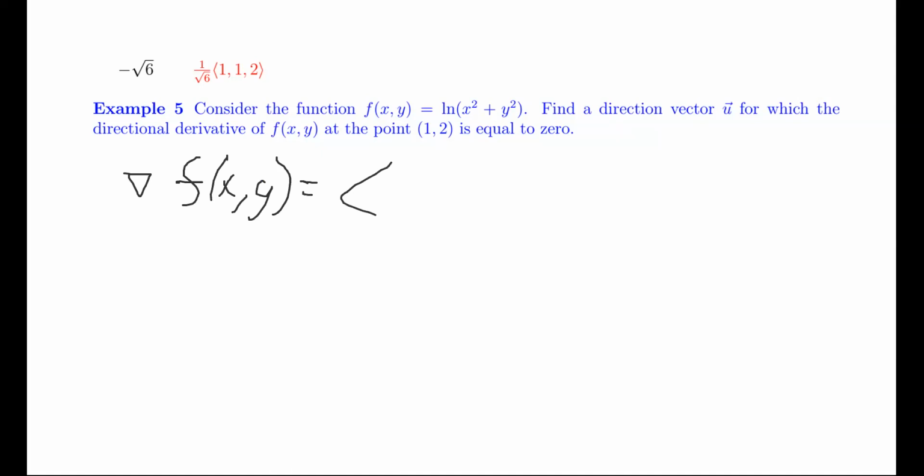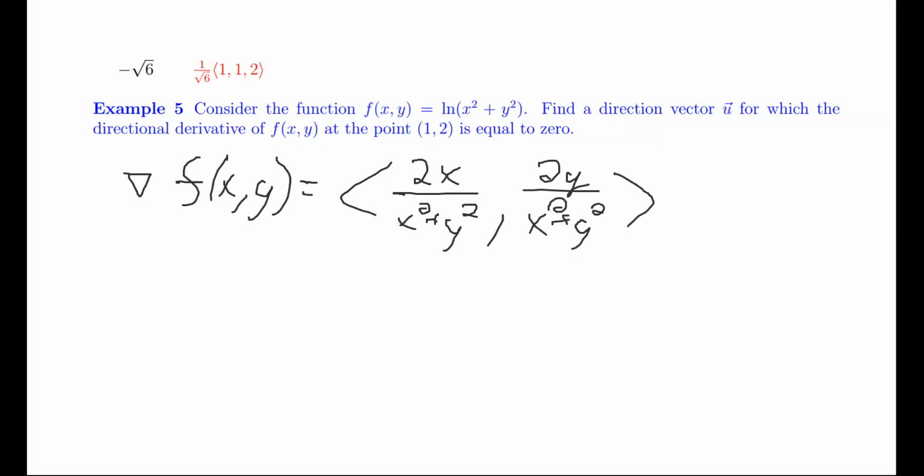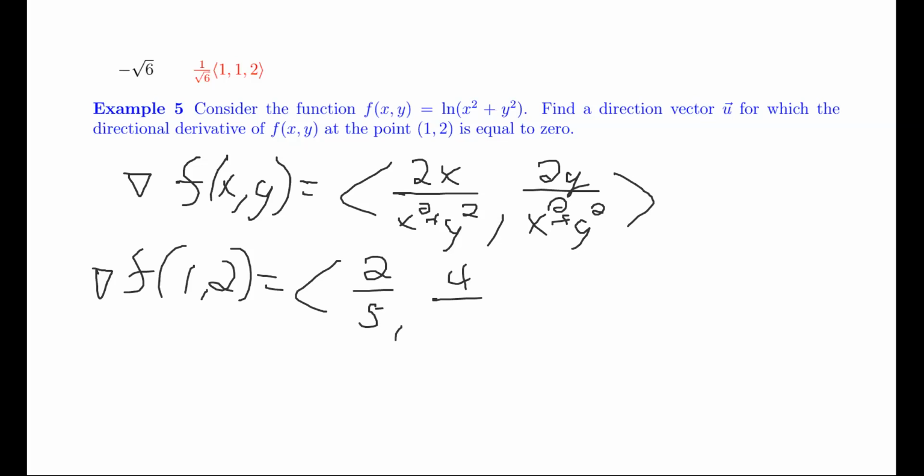Well, this is the partial derivative of f with respect to x in the first coordinate. So we take that derivative, we end up with 2x over x squared plus y squared. And we get 2y over x squared plus y squared in the second coordinate. Gradient of f, evaluated at 1, 2, is 2/5 over 4/5. So that's our gradient vector. Now we want to find a vector u that is orthogonal to this. So how can we do that?